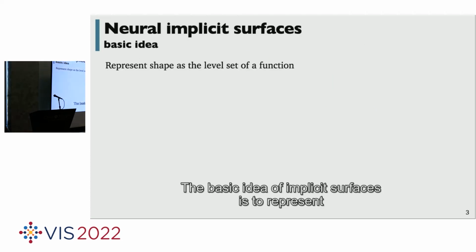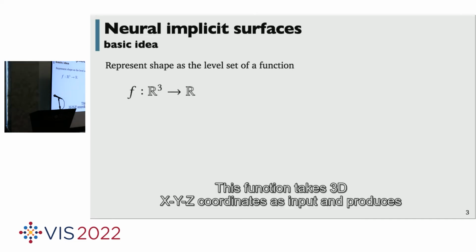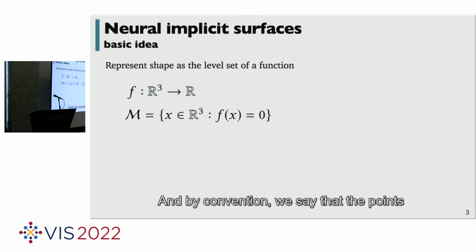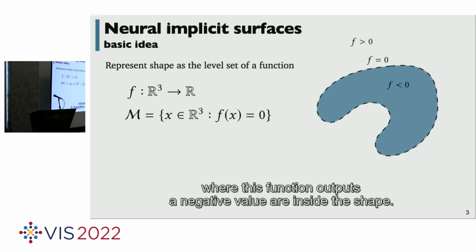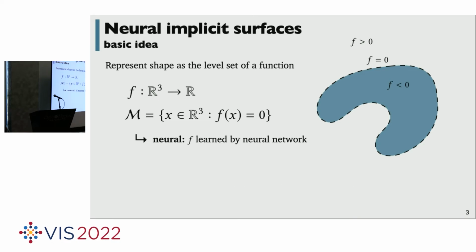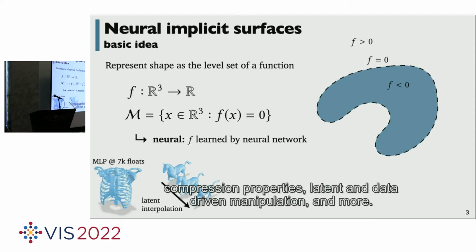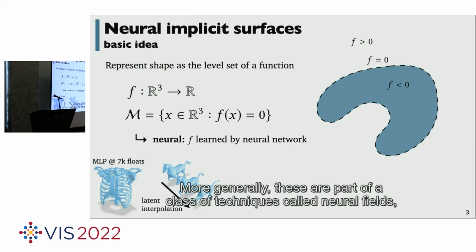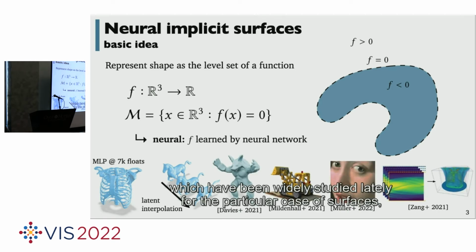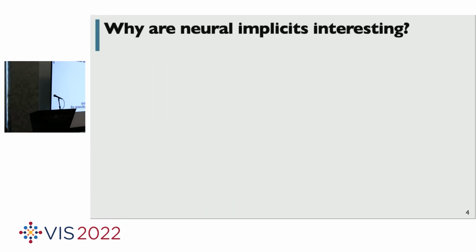The basic idea of implicit surfaces is to represent a shape via the level set of some function. This function takes 3D XYZ coordinates as input and produces a real number as output. By convention, we say that the points where this function outputs a negative value are inside the shape. In neural implicit surfaces, this function is a neural network. These offer benefits from gradient-based optimization to excellent compression properties, latent and data-driven manipulation, and more. More generally, these are part of a class of techniques called neural fields, which have been widely studied lately for the particular case of surfaces, and also more broadly for encoding visual and scientific data.